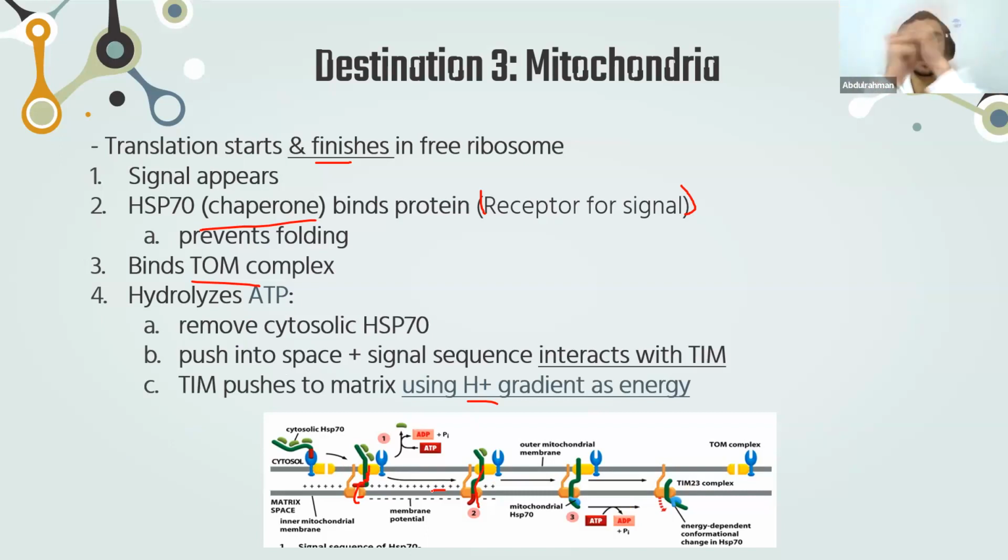So we got the receptor, we got the protein. The receptor on it is a chaperone to prevent the folding so that it can stay straight and pass through the outer membrane. And then this is going to be recognized by its own receptor, which is TOM. It uses ATP to separate them apart. And as it's passing in, it goes through Tim. And Tim is going to be using H plus as the energy to get it through.